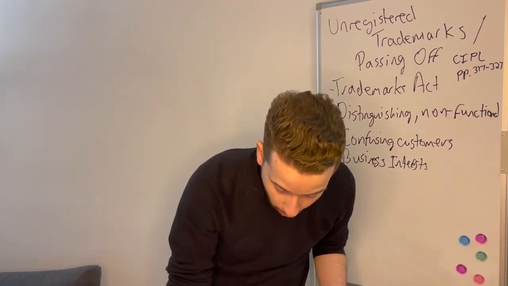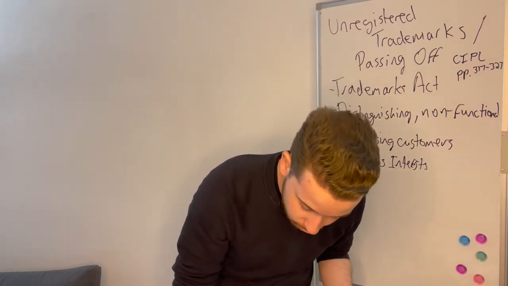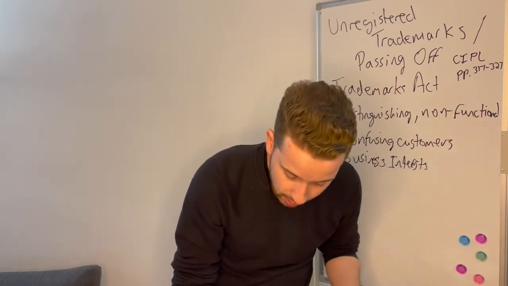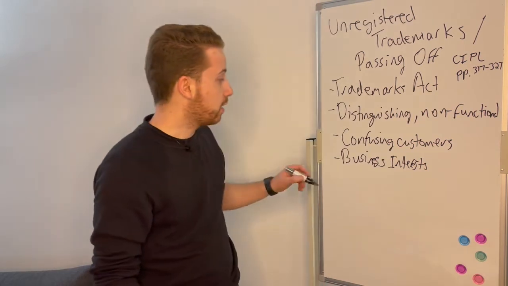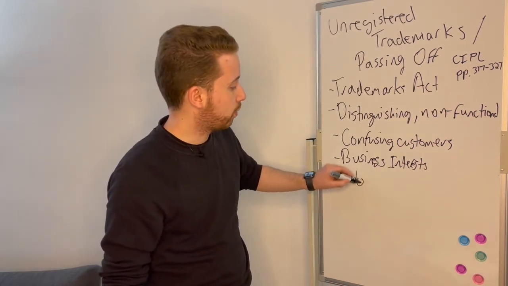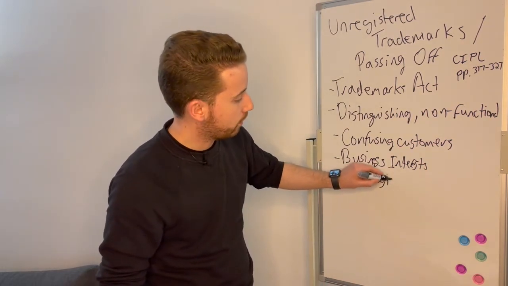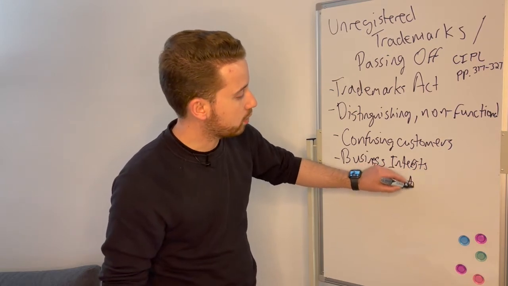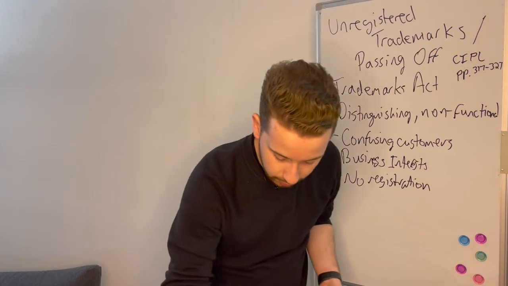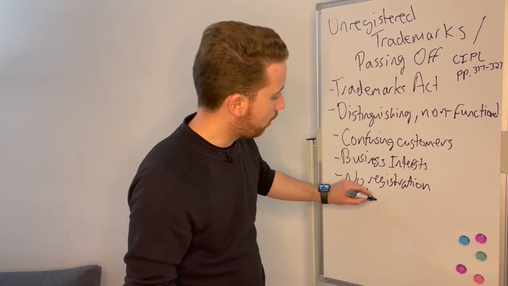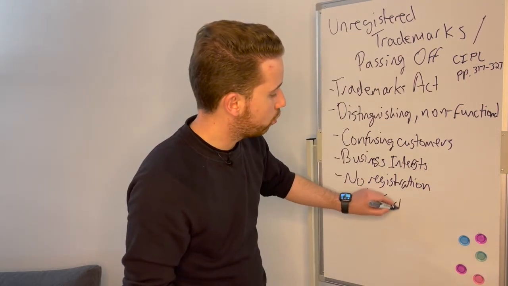And how are unregistered trademarks protected under Canadian law? As I said, they're protected under the Trademarks Act. And of course, it's probably not even worth writing down, but there is no registration, hence why it's called an unregistered trademark. And how do we protect that? Well, we protect that under tort law.